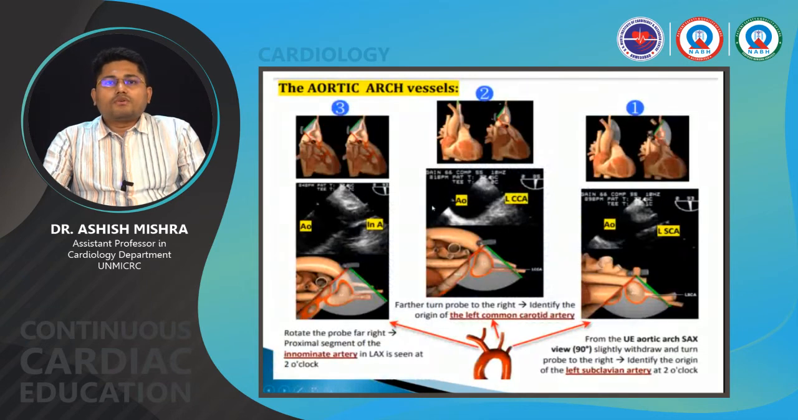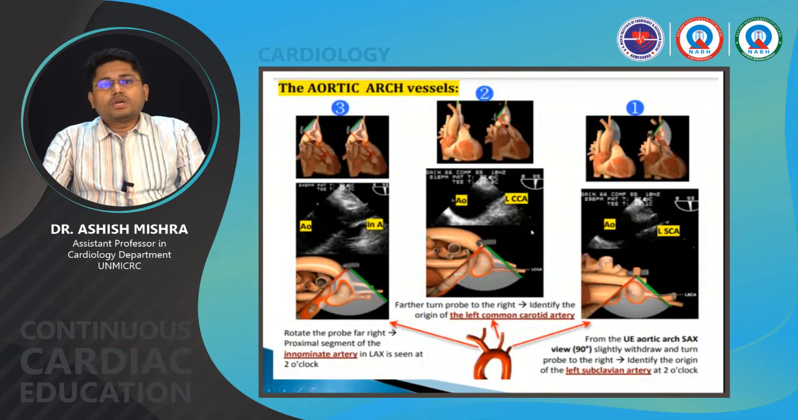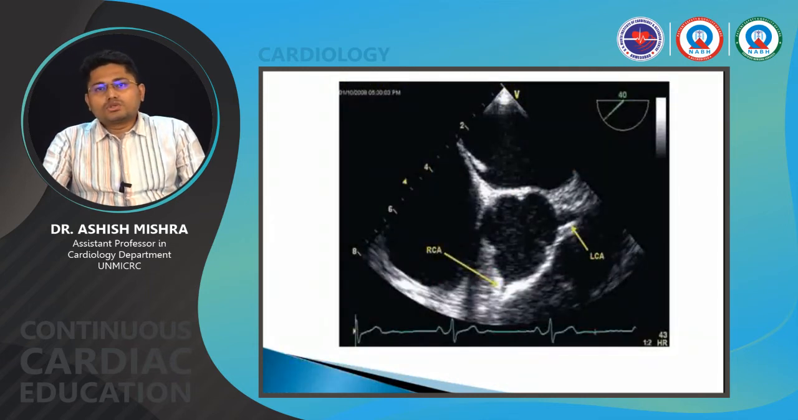Many times the false plane extends into the various arch vessels also, and we can see the false lumen and the true lumen. The depiction in short axis and long axis is important to delineate the arch vessels. This is depicted very well over here. By rotating the probe far right, we can see the innominate artery at 2 o'clock in long axis view. Then we have the left common carotid artery and also the left subclavian artery by doing various maneuvers at transducer angle between 80 to 90 degrees.